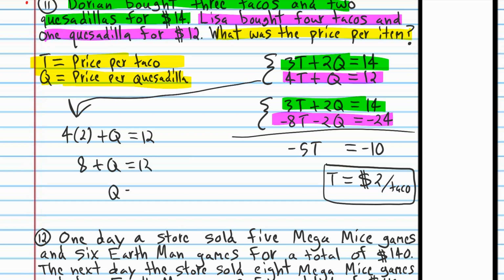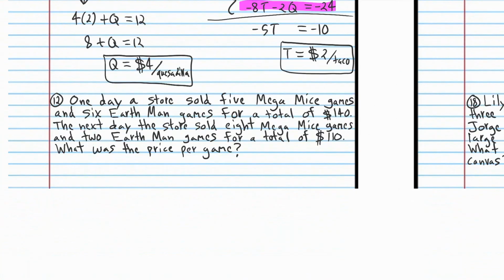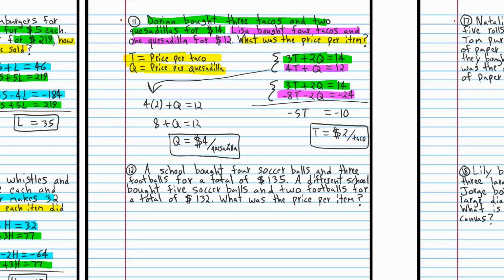And we get the price per quesadilla is $4 per quesadilla. So again, that problem is very, very different because we're looking for the price per item, not the number of items that were sold. So it's a very important distinction. Let's try another one of these before you try one on your own.